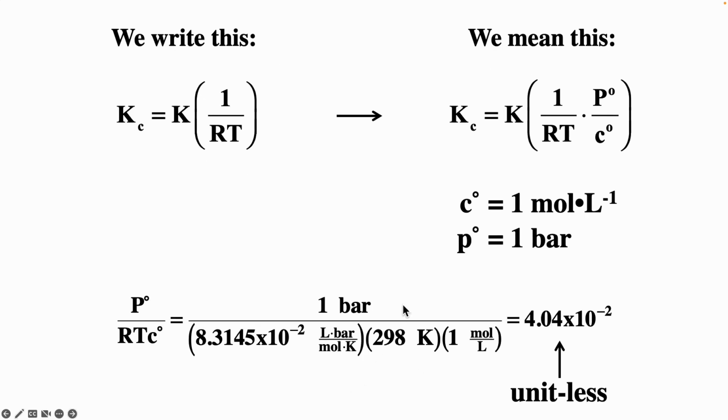And so when we write K sub C equals K divided by RT, what we actually mean is K sub C equals K times 1 over RT times 1 bar over 1 mole per liter. If you notice, your R is in liters bar per mole Kelvin. It has to be these units to cancel with the mole and the bar. And so in this problem, we get 4.04 times 10 to the minus 2.